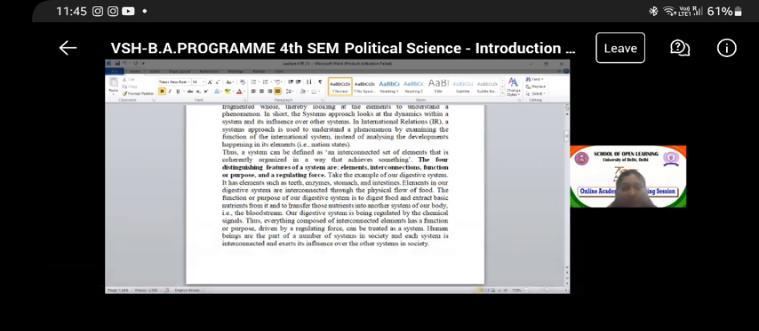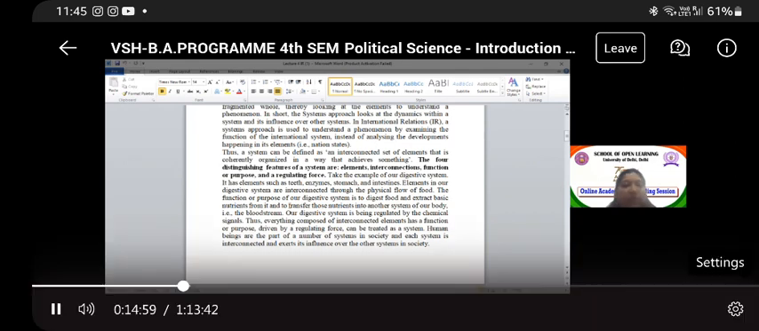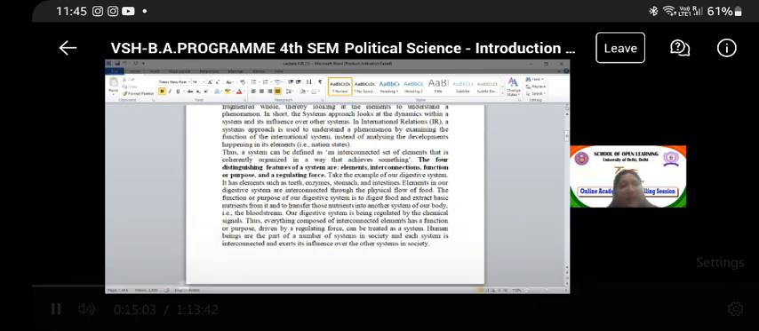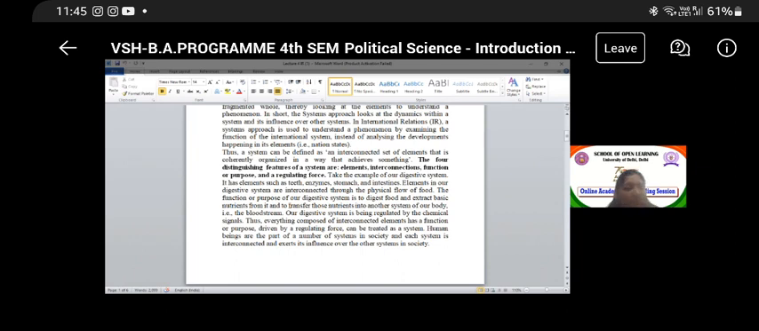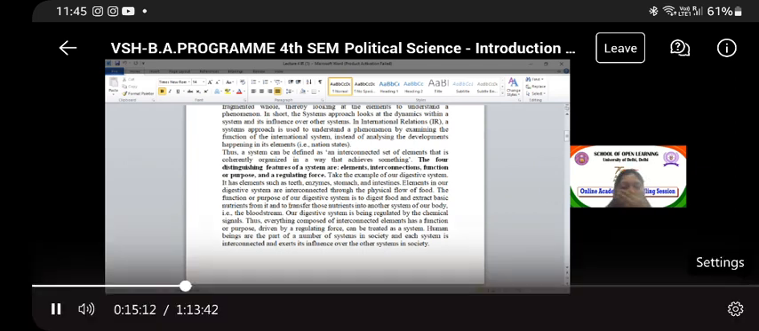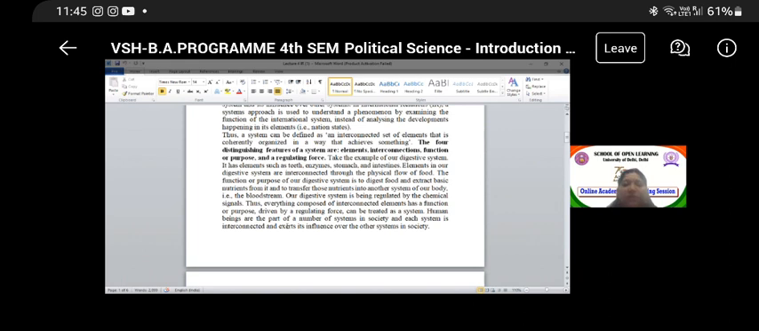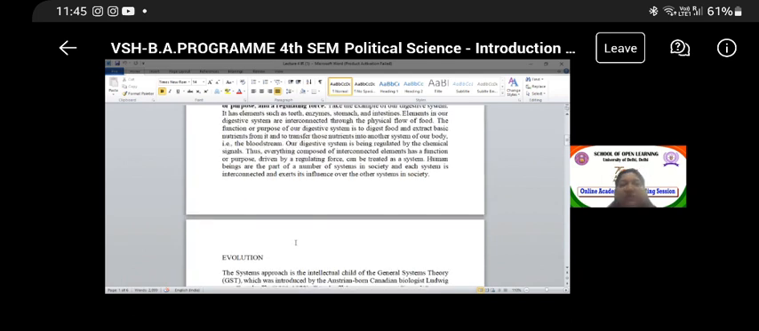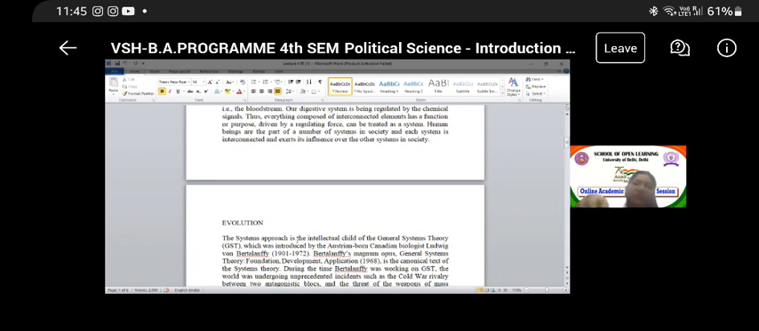And last feature क्या है? Regulating force. So our digestive system is being regulated by the chemical signals. Okay, so here the regulations would be perhaps different organizations and the foreign policy that would regulate the functioning within the states and how they behave with each other. Thus, everything composed of interconnected elements has a function or purpose driven by a regulating force, can be treated as a system. So in similar fashion, human beings are also part of various number of systems in the society, and each system is interconnected, exerts its influence over the other systems in our body, which is quite similar with the international system, because though it is made up of different elements and different systems exist, all these systems together contribute in making the whole.